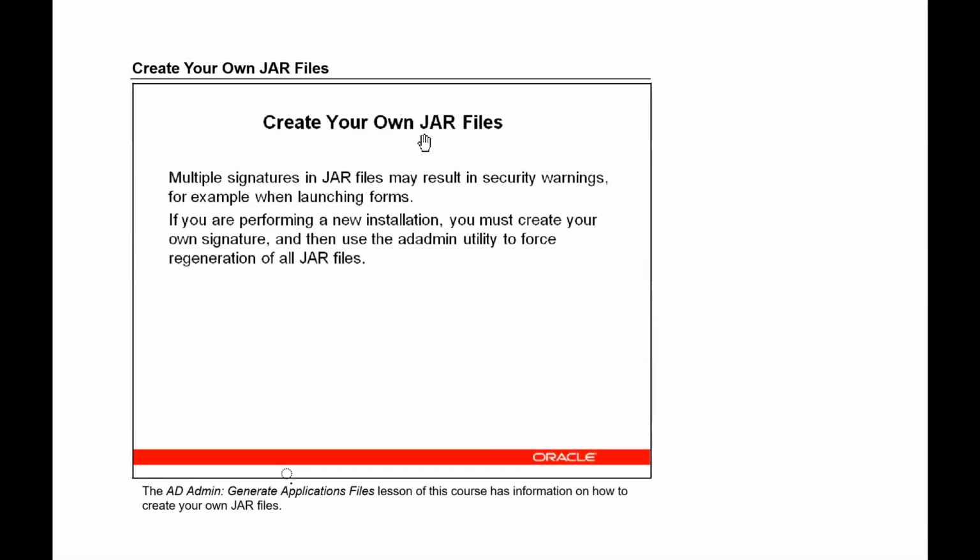So what is this? Create your own jar files. Multiple signatures in the jar files may result in a security warning. For example, when launching forms, if you are performing a new installation, you must create your own signature and then use the AD admin utility to force regeneration. We normally don't do this.